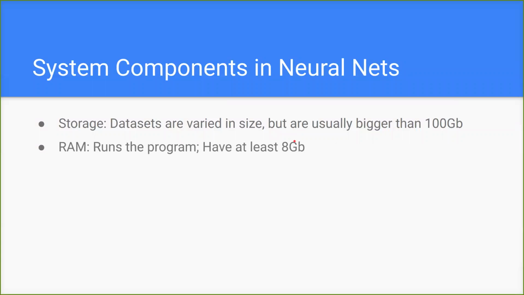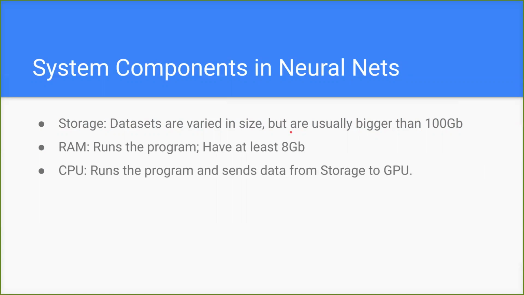Another important thing is RAM, because RAM is running the program and keeping it up, processing data, along with your CPU. The CPU is what's going to run the program along with your RAM. It's basically going to send the data from your data set or some other data point, that could even be remote over the internet, and it would send data from whatever storage, whether network attached or hardware in your computer, to your GPU.